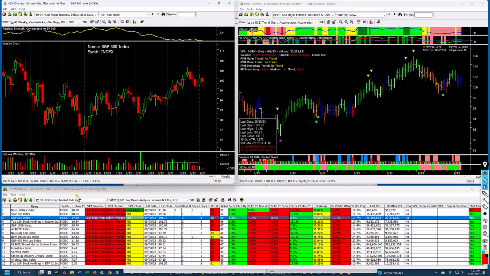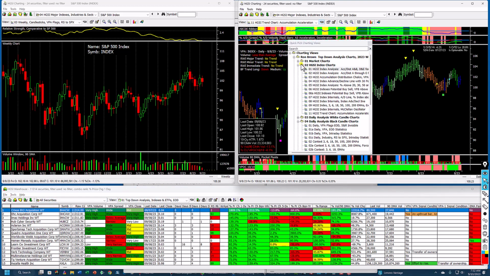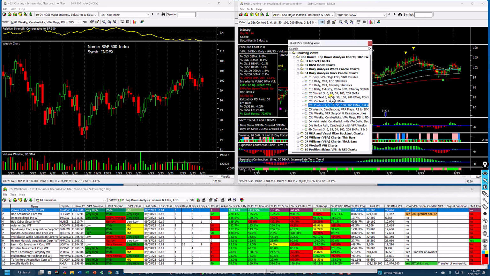So what I'm going to do is I'm going to use the power of HGSI, and I'm going to click on my alternate space bar, and that's going to take me into all securities. I'm going to change this chart. I'm going to get out of these index charts, and I'm going to go down into my charts here, number 4 folder.